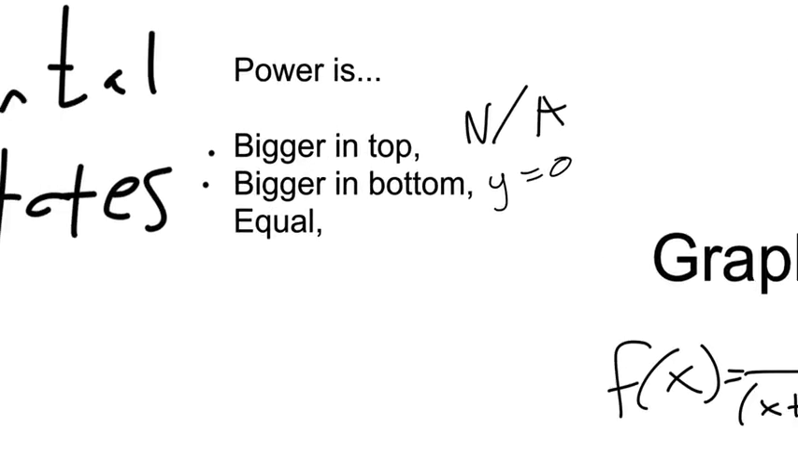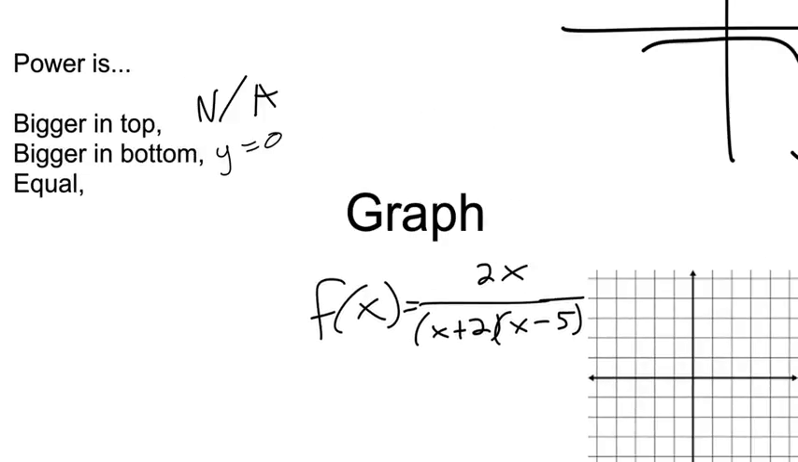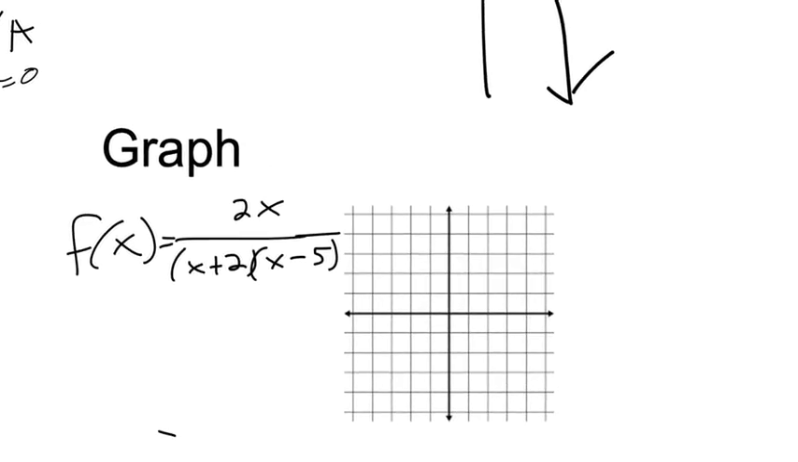And just in case you need to know, if the powers are equal, it's just a ratio of the leading coefficients of the top and the bottom. So this one, y equals 0, we're going to make a note with this red dotted line that as we go off to infinity, we should approach but never touch the x-axis.